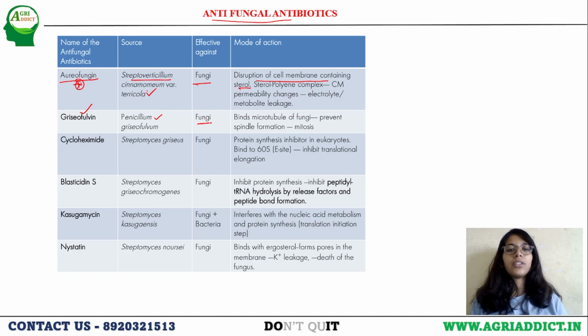It is effective against the fungi, and it binds to the microtubule of the fungi. That is, it prevents the process of mitosis. So you just remember these names, the source, which microorganism it is effective against, and its mode of action. Like for plasticinius, it inhibits the protein synthesis. You just remember the shorter ones, no need to have a detailed study. I gave the list, but you just sort it out and read it according to your convenience.